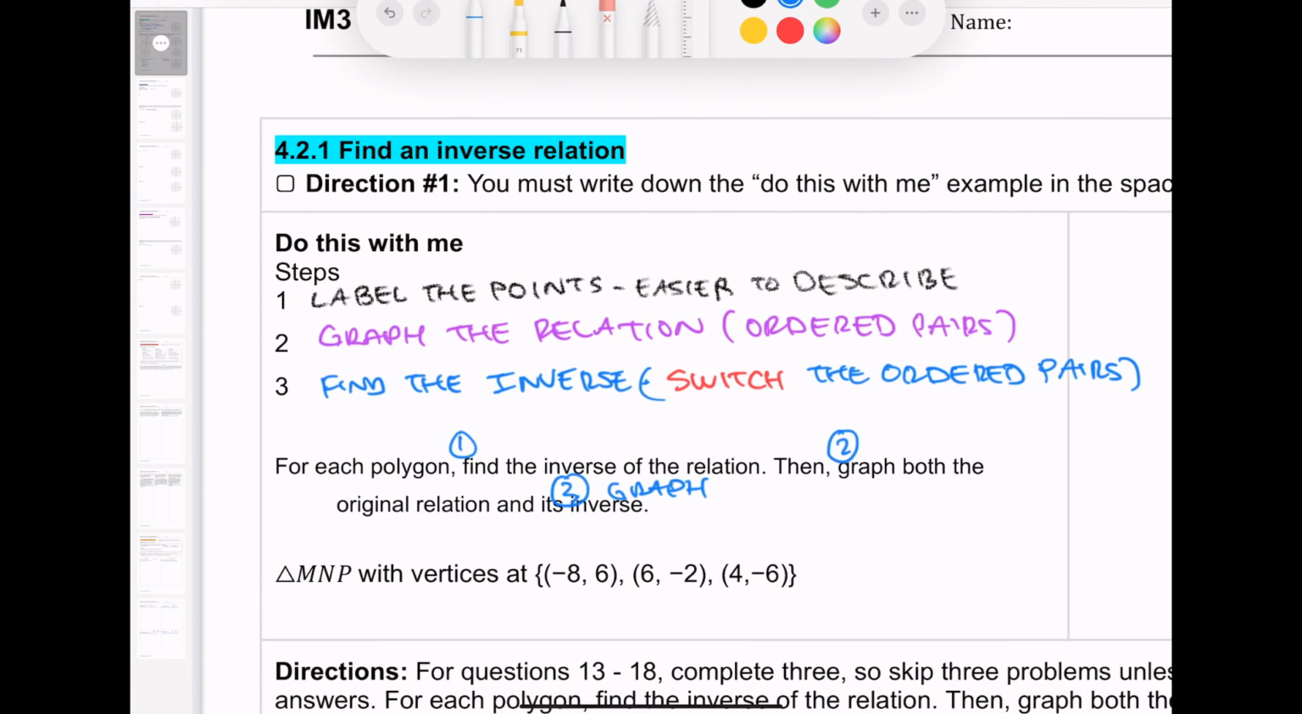Well, what are we graphing? We have triangle MNP. M is -8, 6. N is 6, -2. And P is 4, -6. I have labeled the points. We have ordered pairs, and we have a vertex or point. The next thing I need to do is graph this relation. So I'm going to graph it in a lighter color.